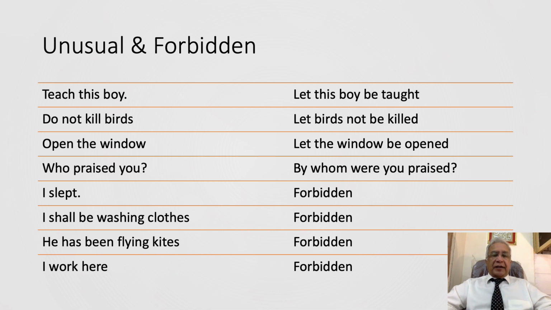That is why there is forbidding. He has been flying kites. Already has is there, been is there, and flying. If it is converted into passive, the two past participles will come in the sentence, and that will also make it difficult to do so. I work here. Again, there's no object, so that's why the sentence cannot be converted into passive voice.